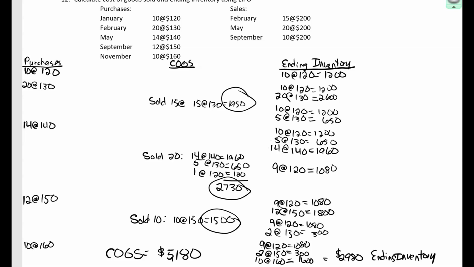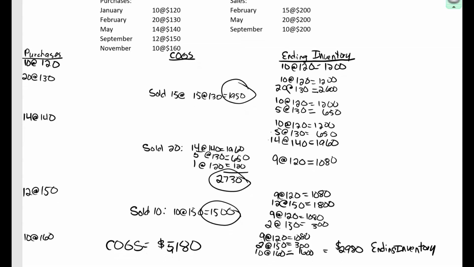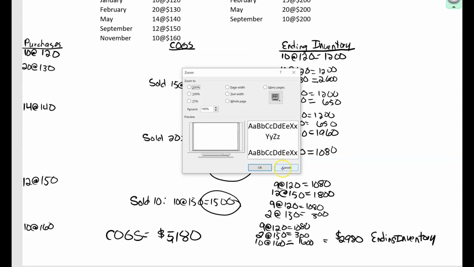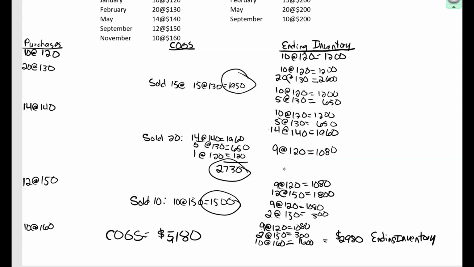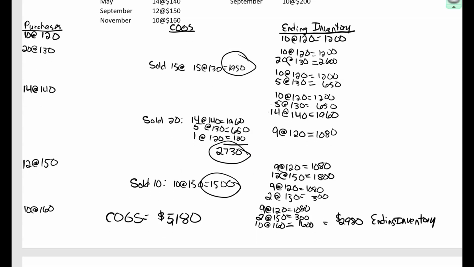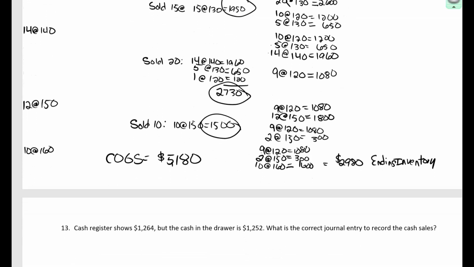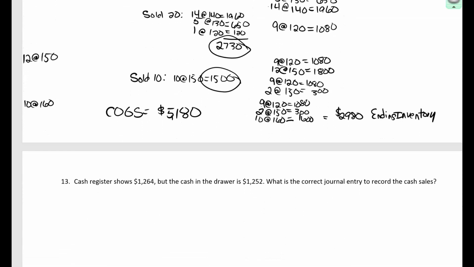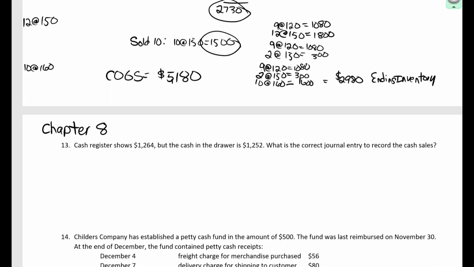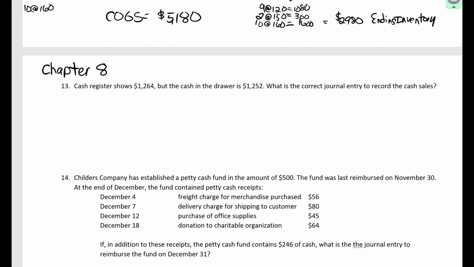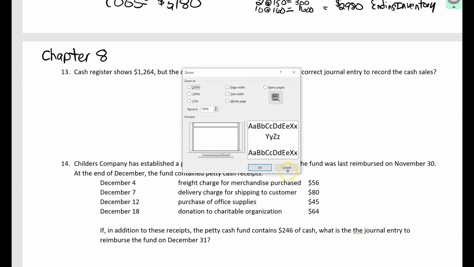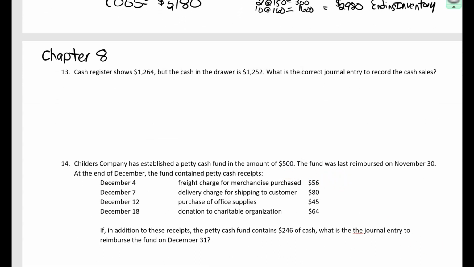So we go into chapter 8 next. And I don't think I, whoops. I didn't. Number 13 starts chapter 8. I'm sorry, I did not put that in there. Okay, chapter 8 is on cash. Whoops. Pay attention. Okay.